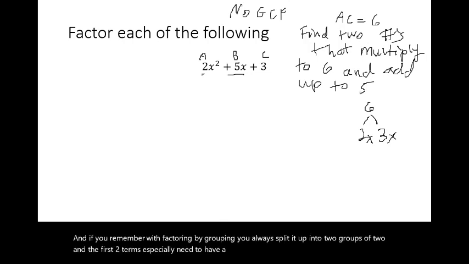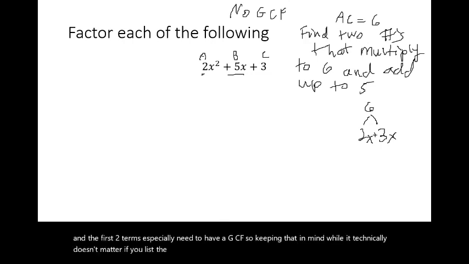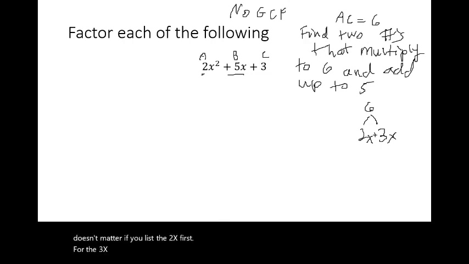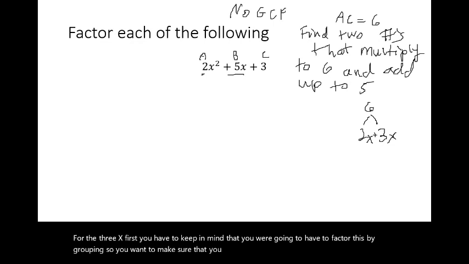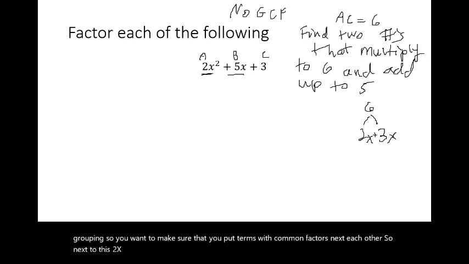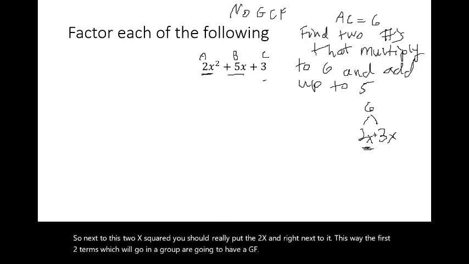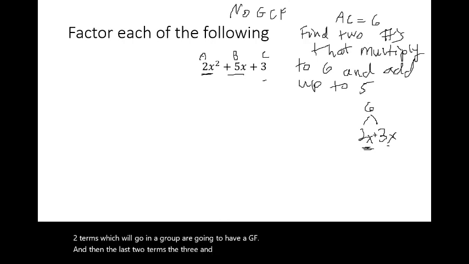So keeping that in mind, while it technically doesn't matter if you list the 2x first or the 3x first, you have to keep in mind that you are going to have to factor this by grouping. So you want to make sure that you put terms with common factors next to each other. So next to this 2x squared, you should really put the 2x right next to it. This way, the first 2 terms, which will go in a group, are going to have a GCF. And then the last 2 terms, the 3 and the 3x, are also going to have a GCF.